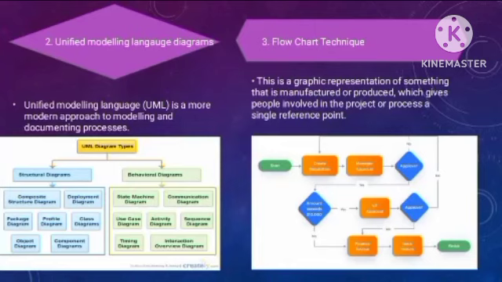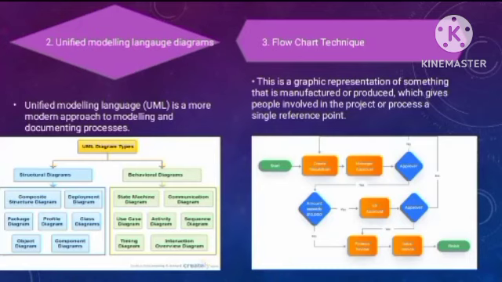The second technique, we have the Unified Modeling Language diagrams. So Unified Modeling Language, or UML, is a more modern approach to modeling and documenting processes. So please take a look at the image that I have provided. UML was initially developed by software developers but has been successfully used in business process modeling with a more object-oriented approach to its 14 UML diagram types. So we have structural diagrams and behavioral diagrams.